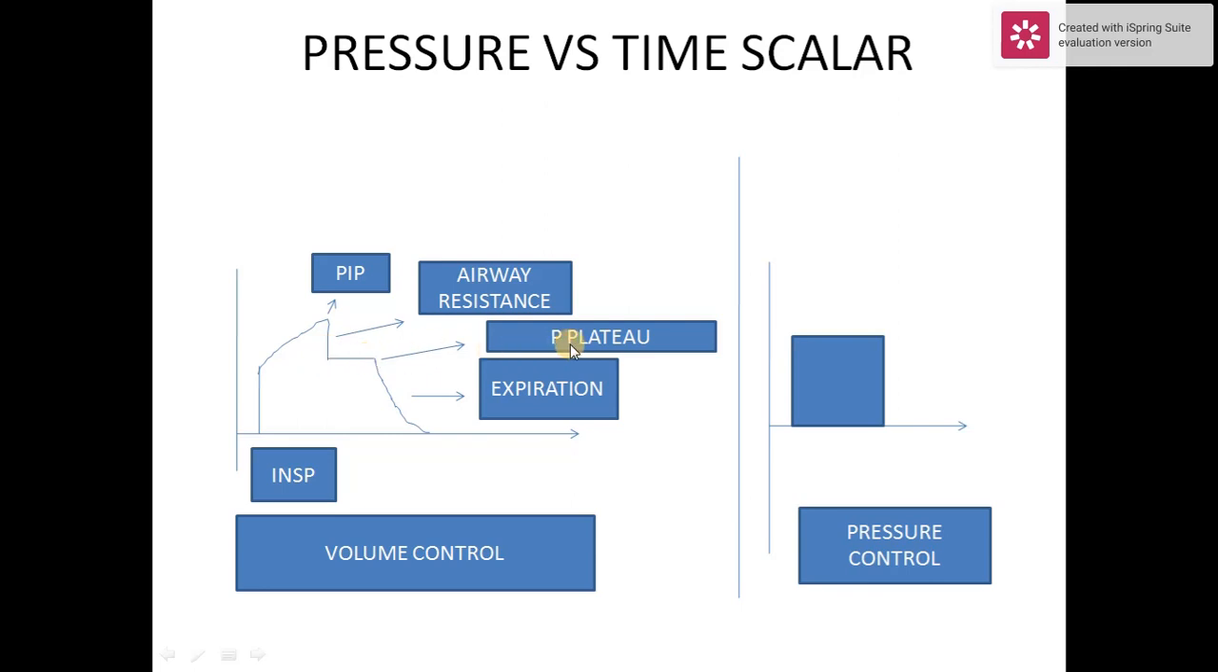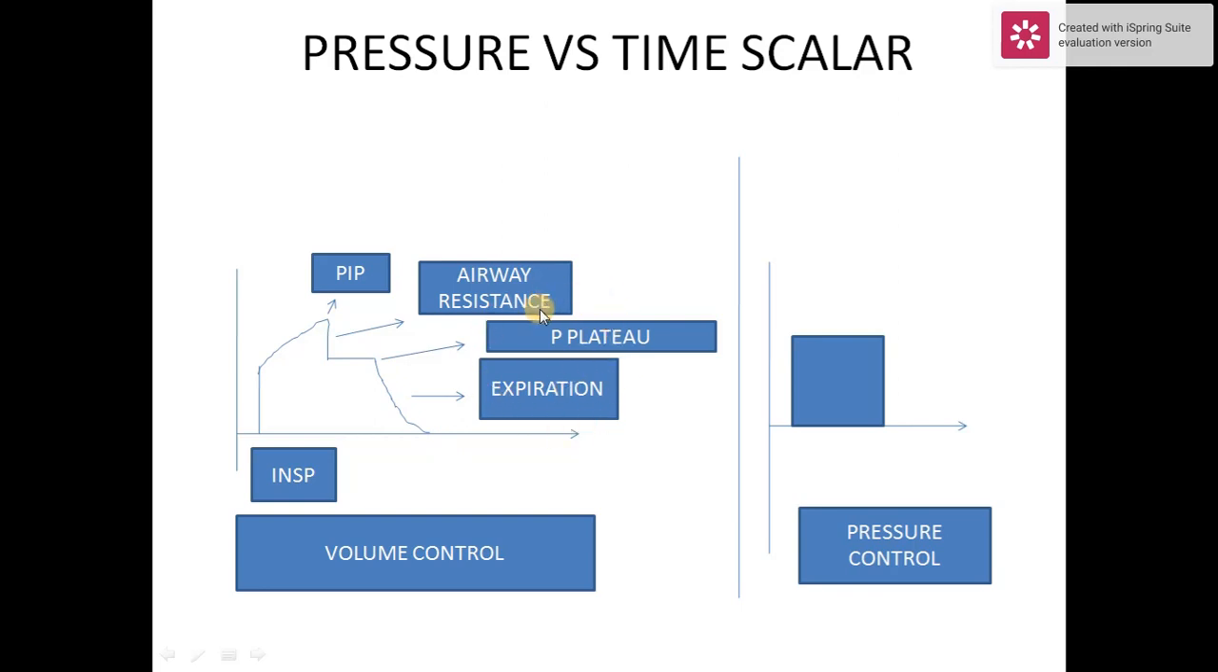This is known as P plat, and the difference between the PIP and the straight segment resembles the airway resistance, and then it comes down gradually, known as expiration. Here the expiration starts and the inspiration ends. This is an expiration and this is an inspiration. Inspiration, peak inspiratory pressure, airway resistance, P plat, and expiration.